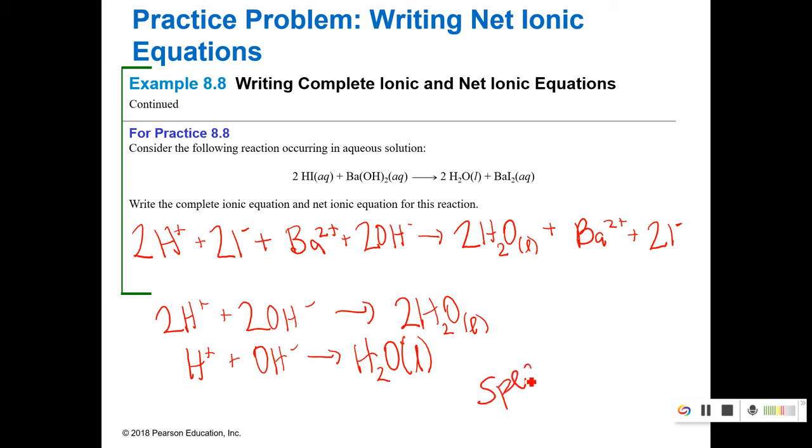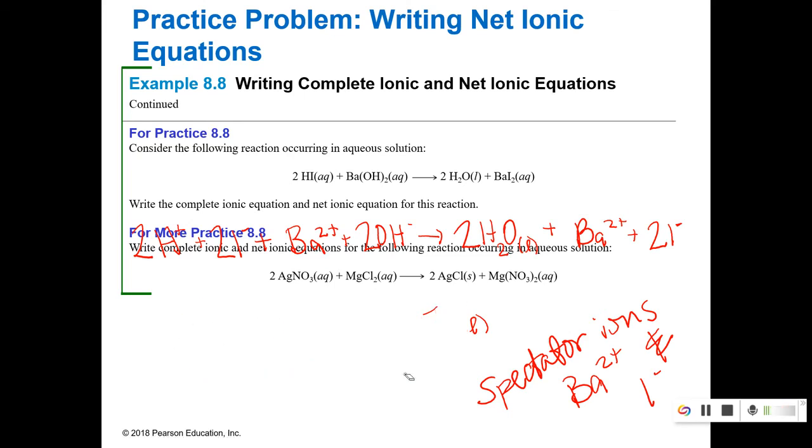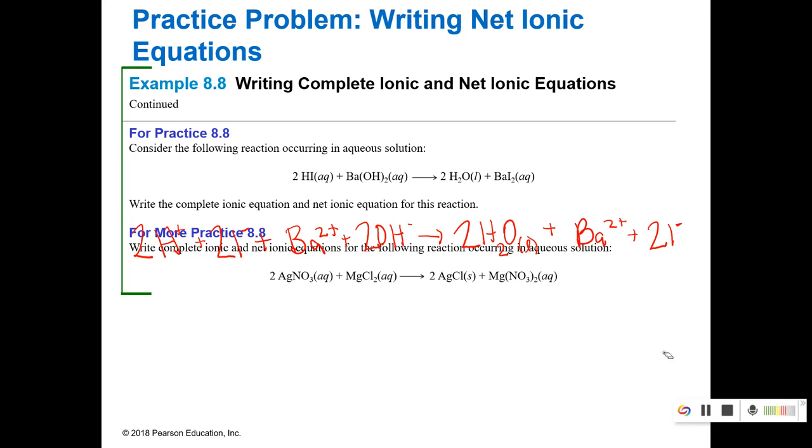Then our spectator ions are barium and iodine. Okay, we got one more. So on this one, I'm just going to write the net ionic because sometimes they just ask us to do the net ionic. So I'm going to show you the easier way to do this, but this only works if they don't ask for the complete ionic.